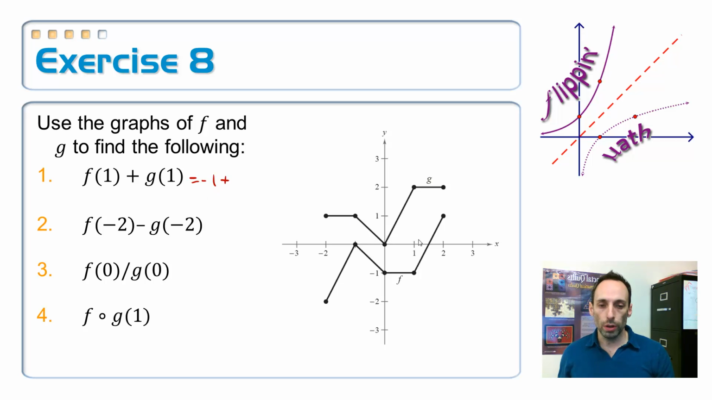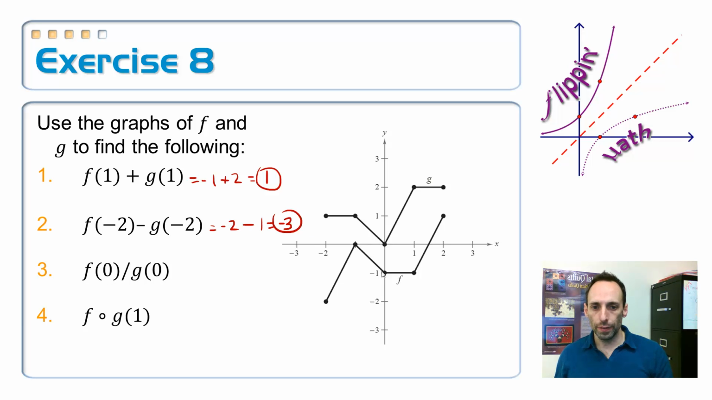Plus, now g of 1 from the graph, go over to 1, go up to the g function, and I get 2. -1 plus 2 is 1. This is the kind of thing you sometimes see on an SAT test. Okay, so we're going to do something similar on number 2. So f of -2, go down here, it's at -2, minus g of -2, so -2, go up to this one, and it's at 1. That gives me -3.